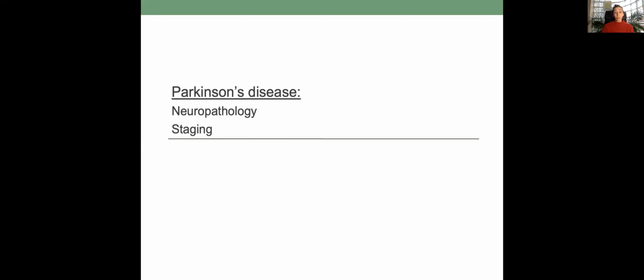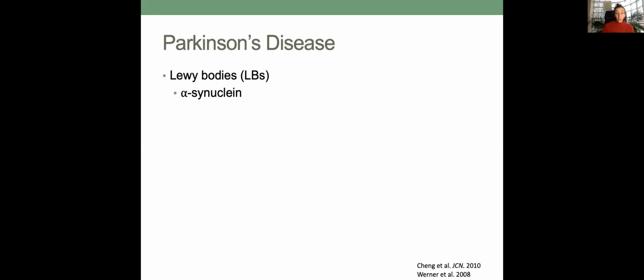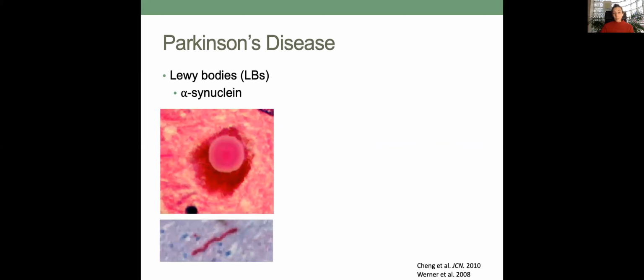Let's move on to the pathology and progression of Parkinson's disease, the synucleinopathy that we are focusing on. Parkinson's disease is characterized by the presence of what we call Lewy bodies and Lewy neurites, which you can see in these images here. This top image is a Lewy body. So this pink circle inside of a darkly pigmented dopamine cell. And this pink squiggle down here is a Lewy neurite.